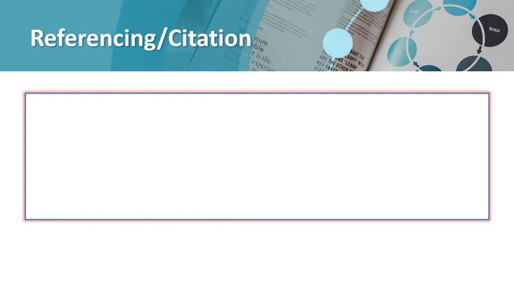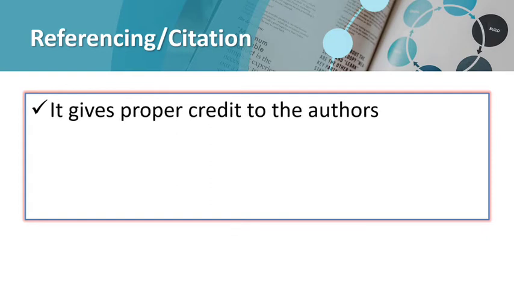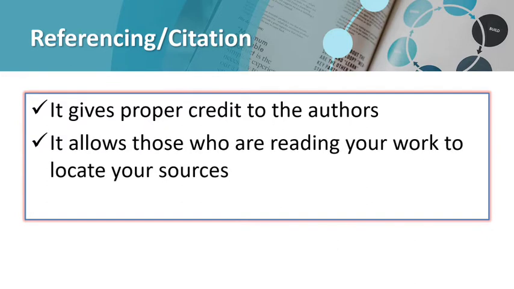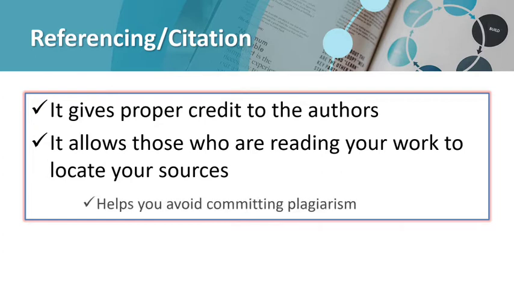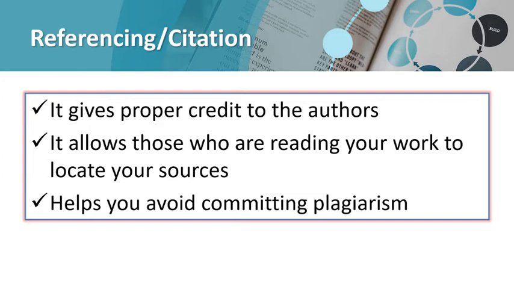Referencing or citation or documenting the source used in your research serves three purposes. First, it gives proper credit to the authors of the words or ideas that you incorporated in your paper. Second, it allows those who are reading your work to locate your sources in order to learn more about the ideas that you have included in your paper. And last, citing your sources consistently and accurately helps you avoid committing plagiarism in your thesis writing.